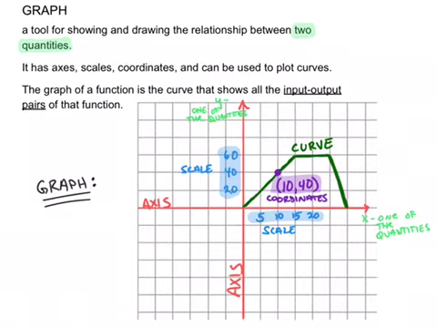Each axis will have a scale on it, telling you how to count along that axis. So each axis has a scale, and then on the graph we plot a curve. And that curve tells the story of the relationship between the two quantities. That's because every point along that curve has an exact measurement for one of the axes and one of the important quantities, and also has one exact measurement for the other axis and the other important quantity.